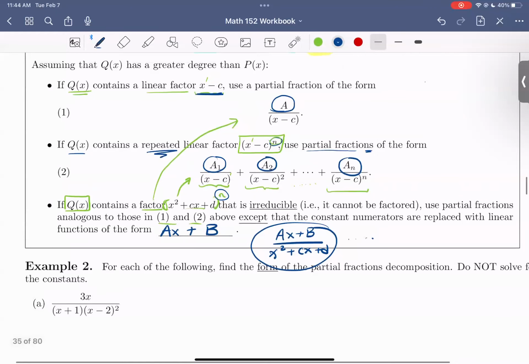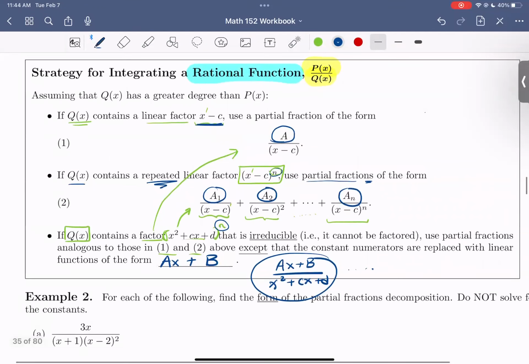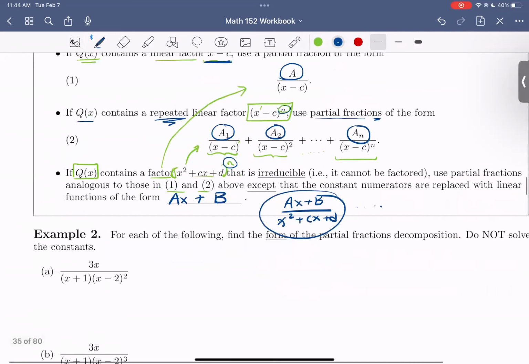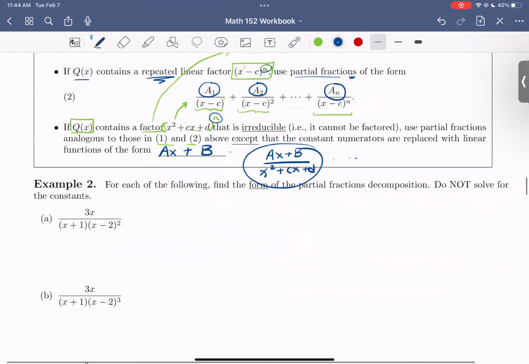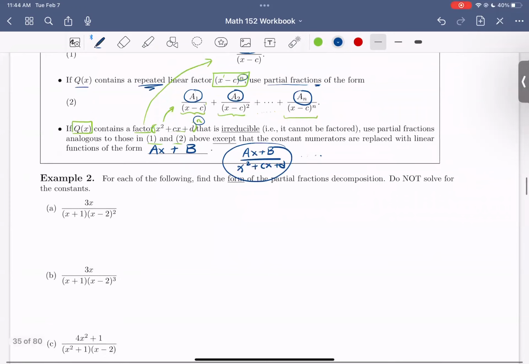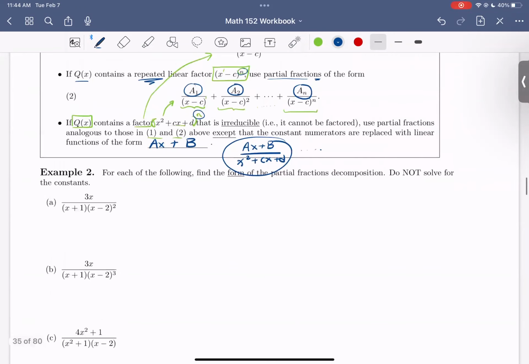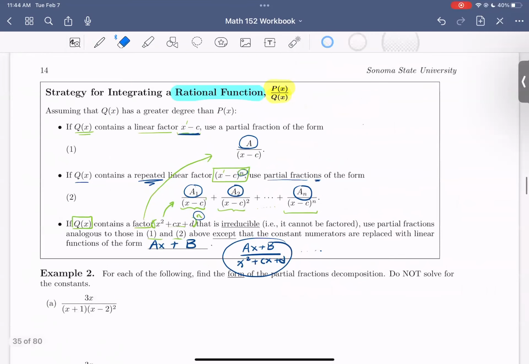This was a lot to take in, but it's really important that we revisit this strategy for decomposing a rational function. It will start to make more sense when we look at example 2, where we're going to look at many different rational functions and decompose them into their partial fractions. So take a look now at example 2, and come back to this video for more clarity as we work through examples of these various scenarios.